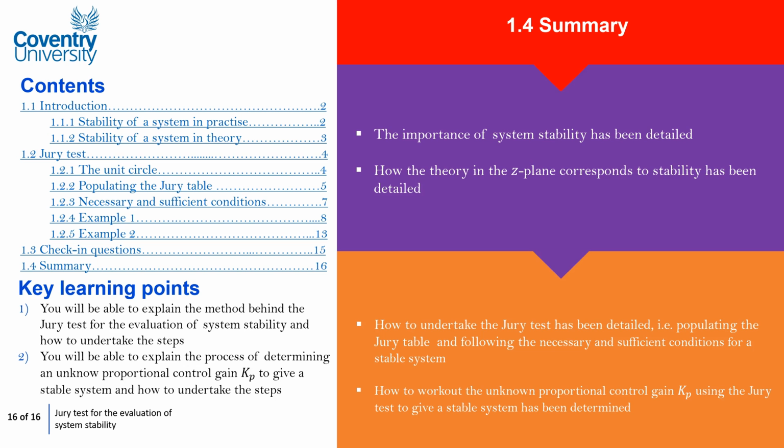And what we'll do next, in the next lecture, is we'll look at the root locus, where that looks at the path of, effectively, when you change the kp, the path of the poles on the unit circle. So I hope if we're looking at the key learning points, you're able to explain the method behind the jury test for the evaluation of system stability and how to undertake the test, and also explain the process of determining an unknown proportional control gain to give a stable system and how to undertake the steps.